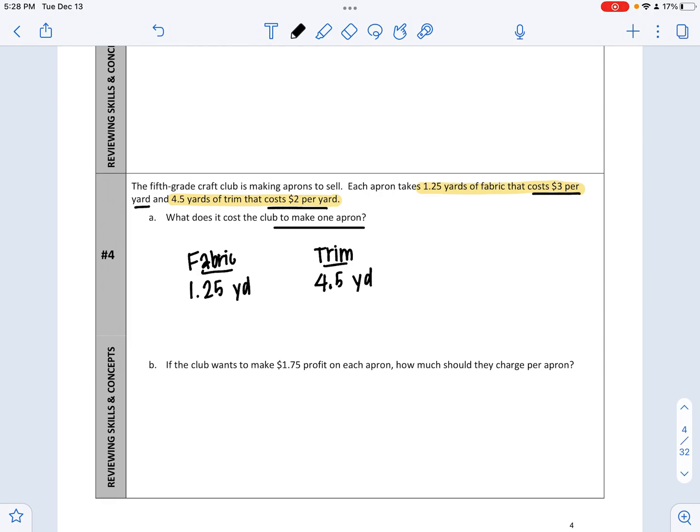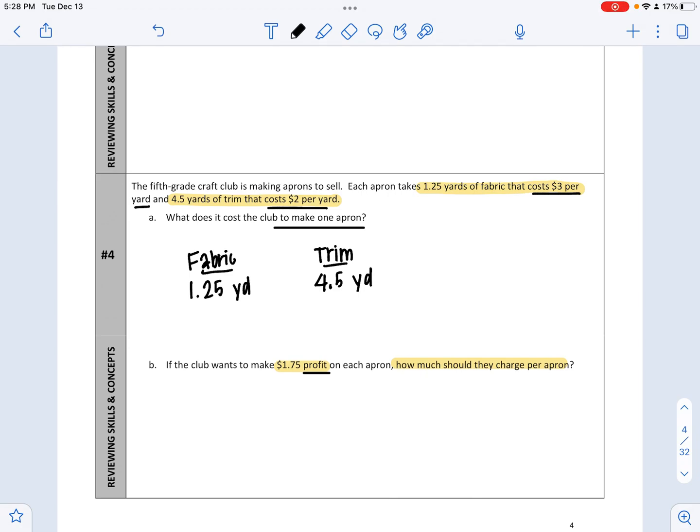Question B says, if the club wants to make $1.75 profit on each apron, how much should they charge per apron? Profit is the amount of money that you make on an item after you've paid for the materials.